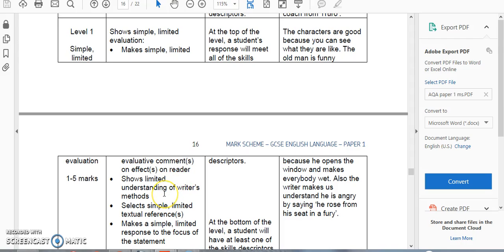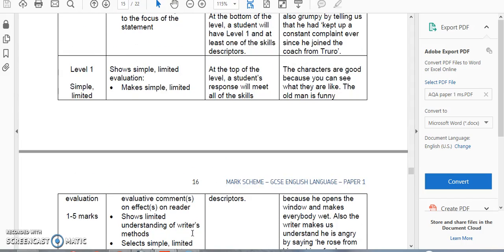Okay, so limited understanding of the writer's methods. You might, for example, have someone start to think about some of the language techniques used, but not really identify them correctly, maybe only identify 1 or 2. They select simple, limited textual references, so maybe an occasional quote of the most obvious kind. And we can see here in the example, they were able to find a quote that backs up the fact that someone is angry by saying he rose from his seat in a fury. Well, that's a very simple, very general comment to make.